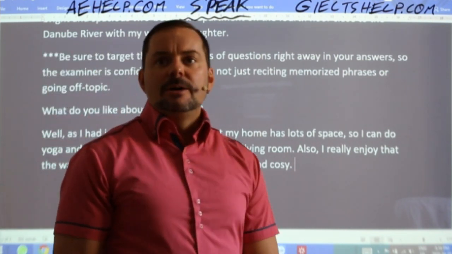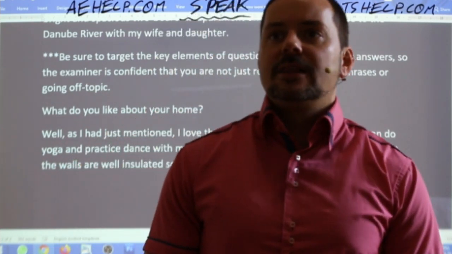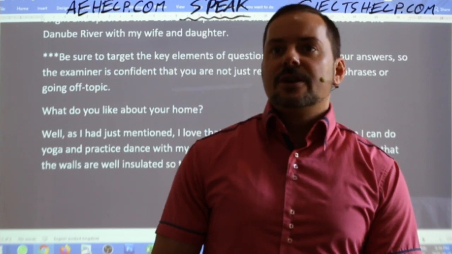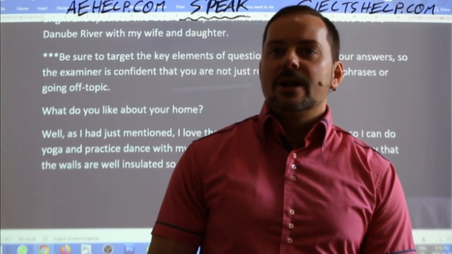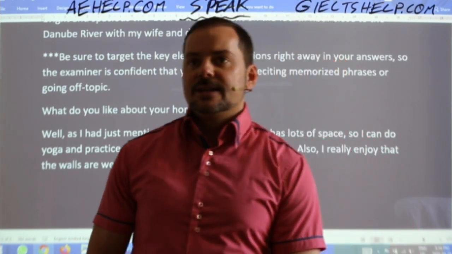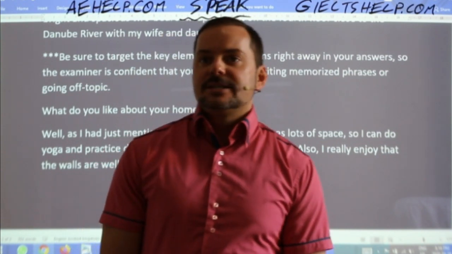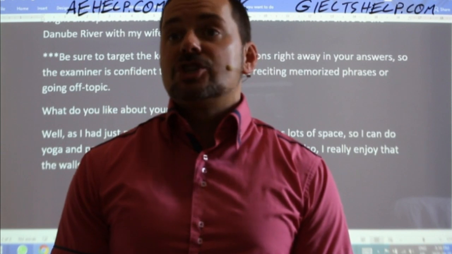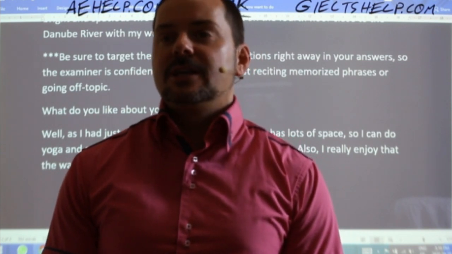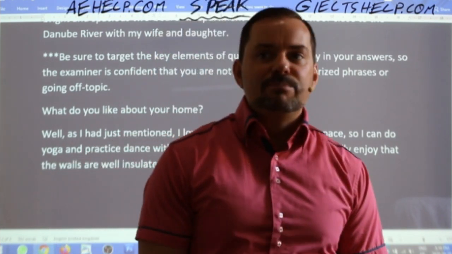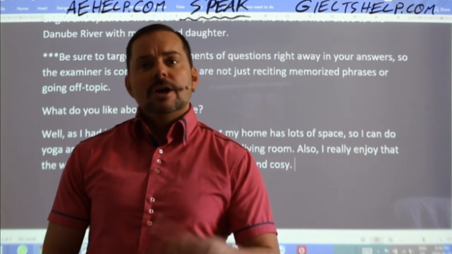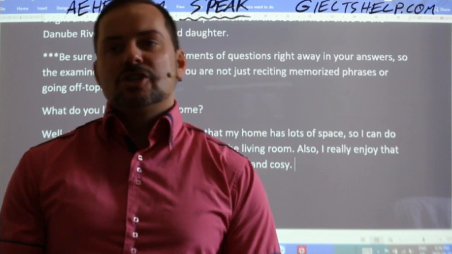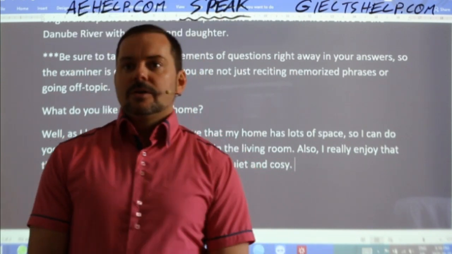Mahesh Kamalia says, I like my east-facing bedroom because I love to see the sun rays in the morning when I wake up. Good, Mahesh. It's a nice answer. Bebek Tamang says, well, my home has large windows from where I can get fresh air, and I love this as it keeps me bright-eyed and bushy-tailed all day. Try not to repeat words, Bebek. So don't say fresh air, keeps me fresh. It's a bit awkward. Okay.